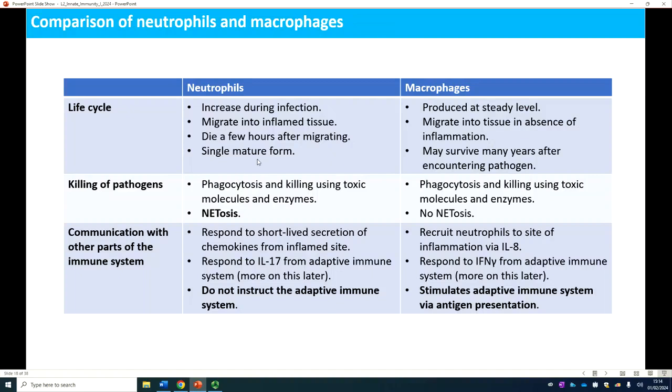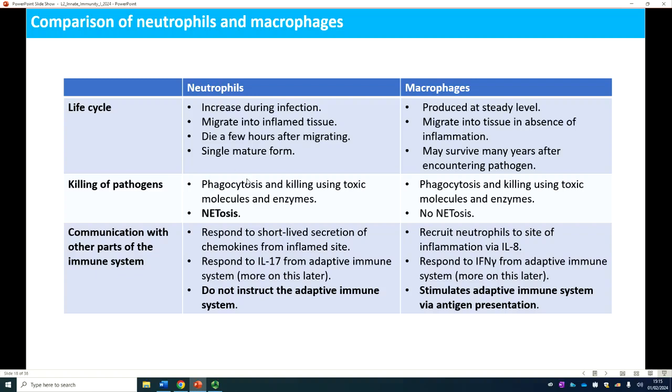Now, if we compare neutrophils to macrophages, first of all in terms of the life cycle, neutrophils increase in numbers during infection. They migrate into the inflamed tissue, but they don't last that long, so they die quite quickly after migrating into the tissue. If we compare that to macrophages, macrophages are actually produced at a steady level. They migrate into the tissue in the absence of inflammation, but they can actually survive for much longer. So they can survive for quite a few years, even after they've encountered pathogen.